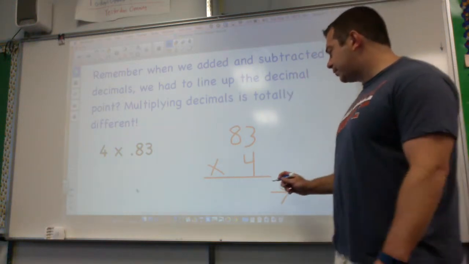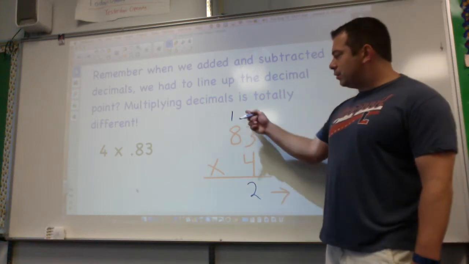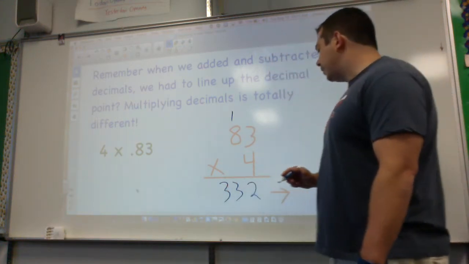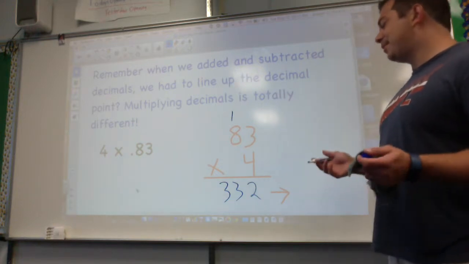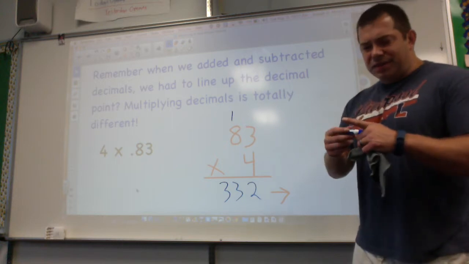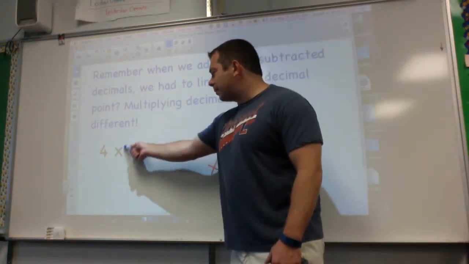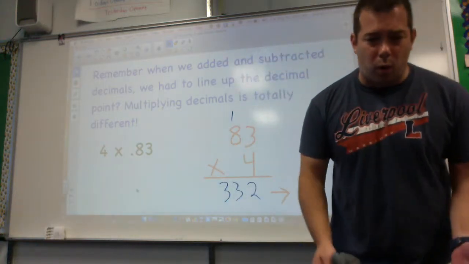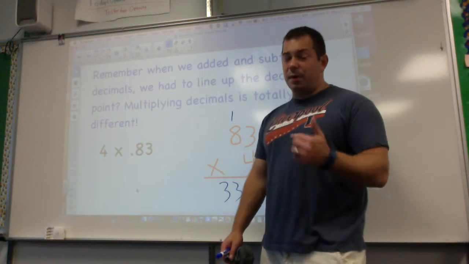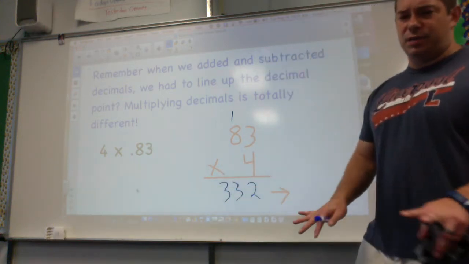I do 4 times 3 equals 12. 8 times 4 equals 32 plus 1 equals 33. Alright, so my answer is not going to be 332 because if I left it as 332, let's just estimate like we did last lesson. This is going to be close, the nearest whole number is going to be 1. What's 4 times 1? 4. So my answer's got to be close to 4. It's going to be less than 4. Alright, so 332 is way too big.